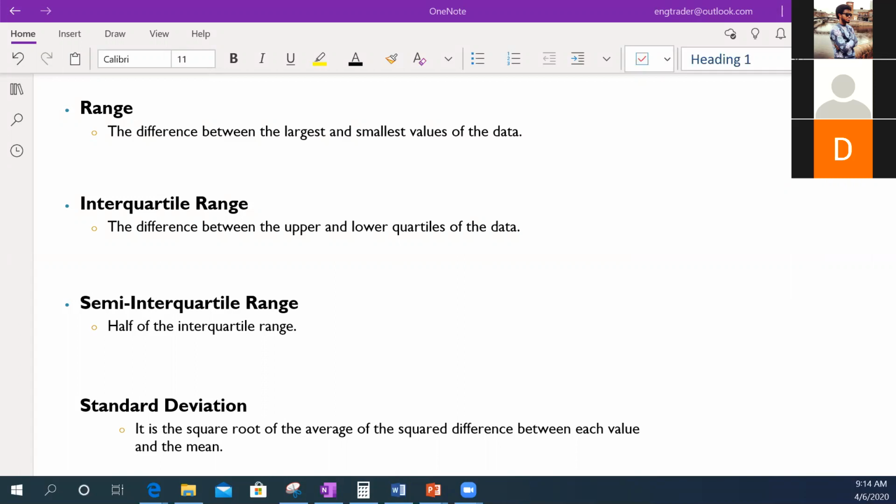The interquartile range shows us the spread between the quartiles, the main quartiles, which would be the upper and lower quartile. And the semi-interquartile range is basically half of the interquartile range. So it gives us half of the interquartile range.